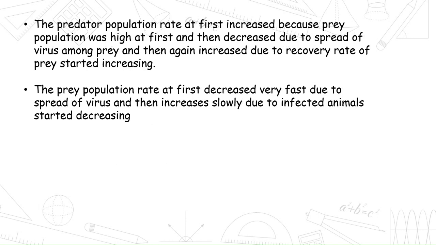The predator population rate at first increased because the prey population was high at first, and then decreased due to spread of the virus among prey, and then again increased as the recovery rate of prey started increasing. The prey population rate at first decreased very fast due to spread of the virus and then increases slowly as infected animals started decreasing.